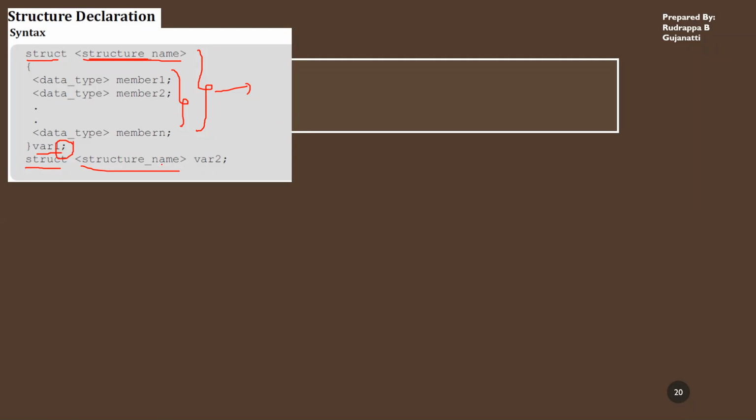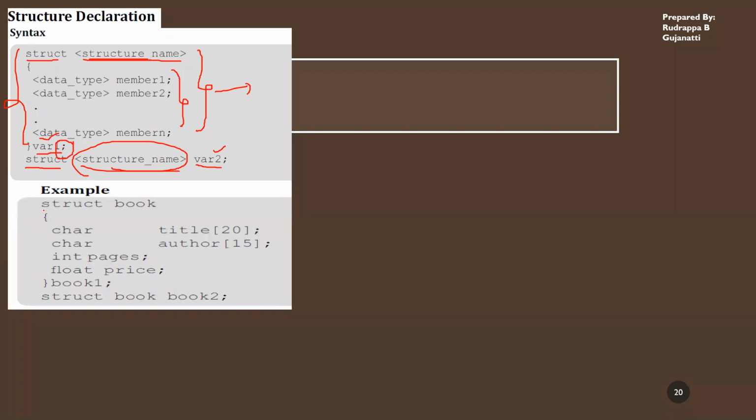The other way is struct name. I'm assuming that the struct name is already declared, and this is the declaration: struct name and var2. So var2 relates to another student, say, and var1 relates to another student. This is how we can declare a variable which is of the type structure.